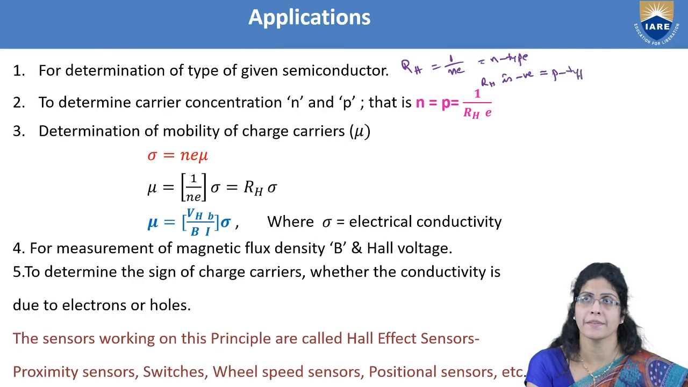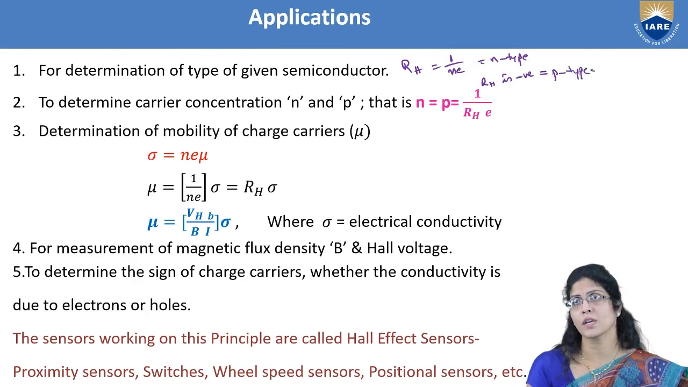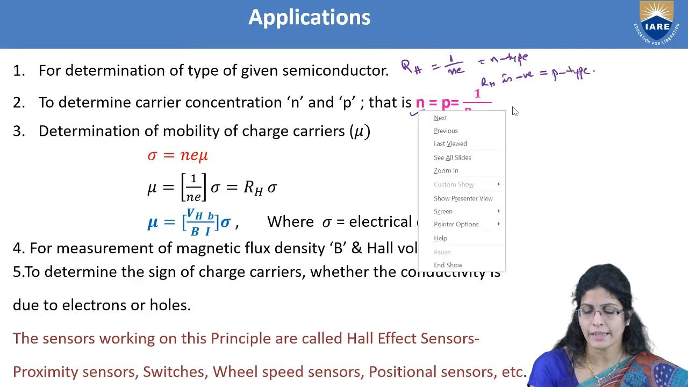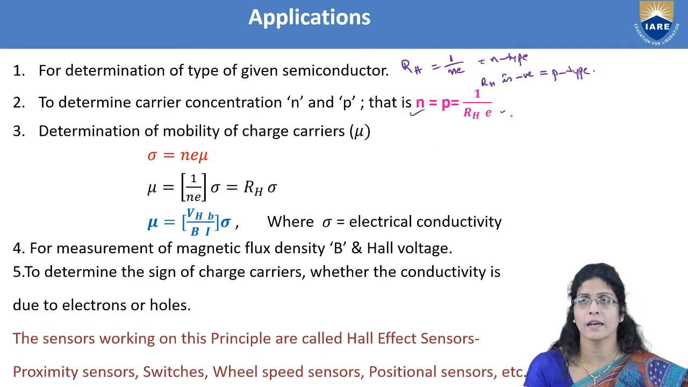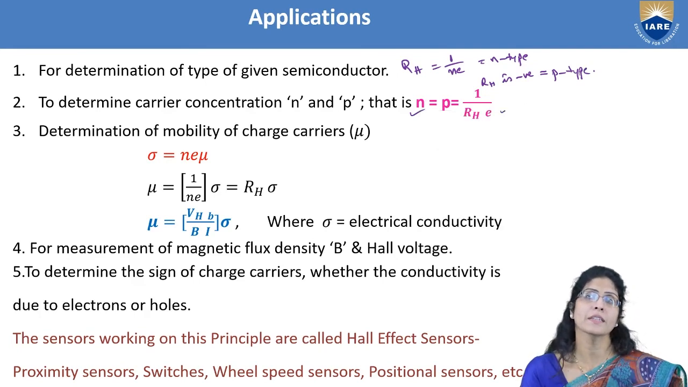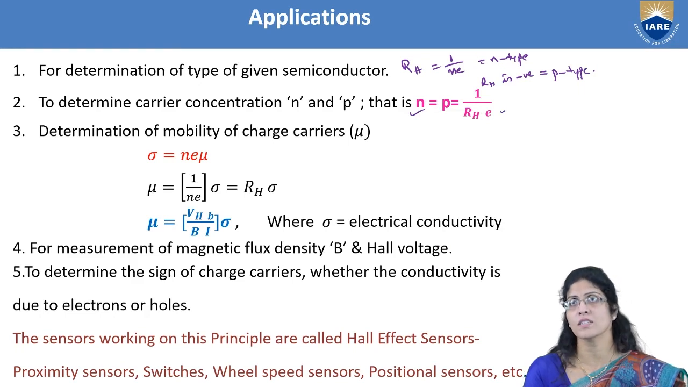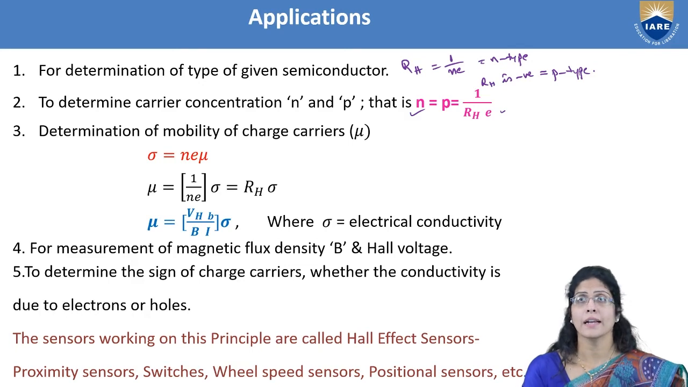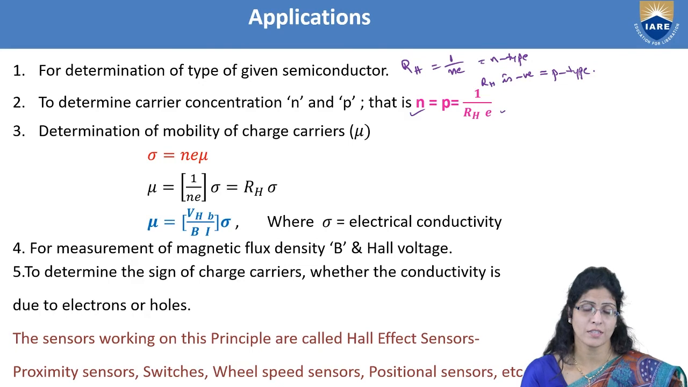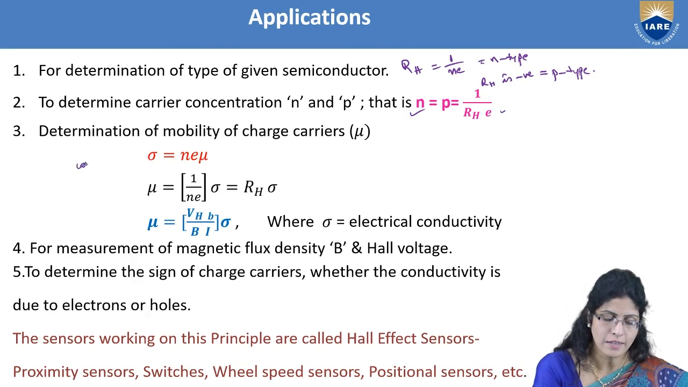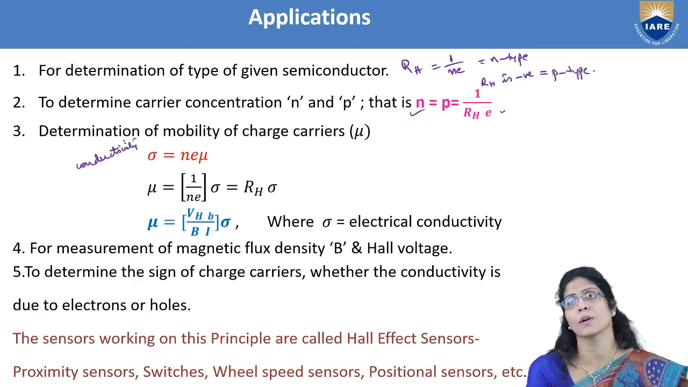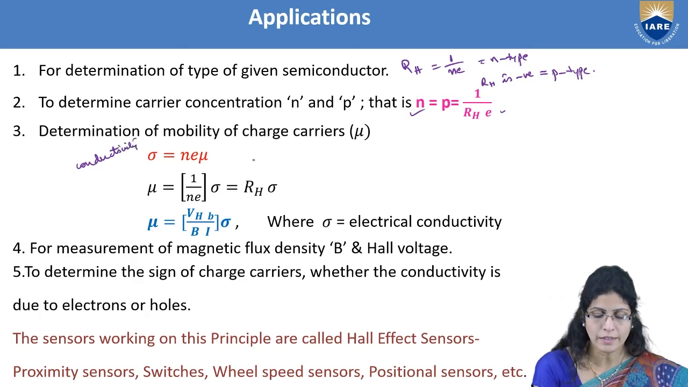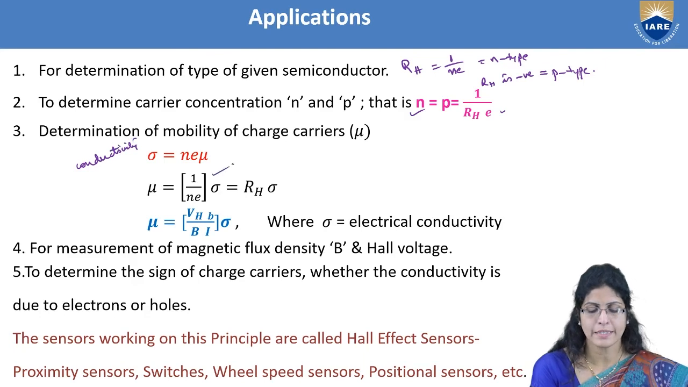It is P type, right? And the same RH is equal to 1 by Ne. If you take N is equal to 1 by RH into E, then you can determine the N and P, that is the concentration of the electrons and holes of your given semiconductor. And you can also determine the mobility of the charge carriers, how sigma, the conductivity, is related to the mobility using this expression sigma is equal to Ne mu. So from this you can write mu is equal to 1 by Ne into sigma.